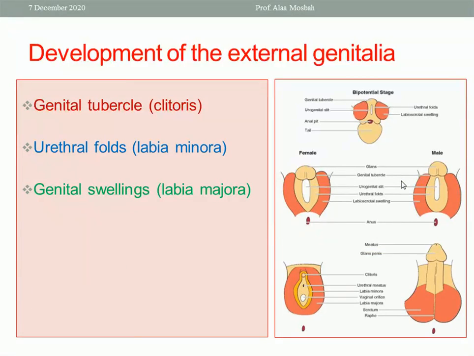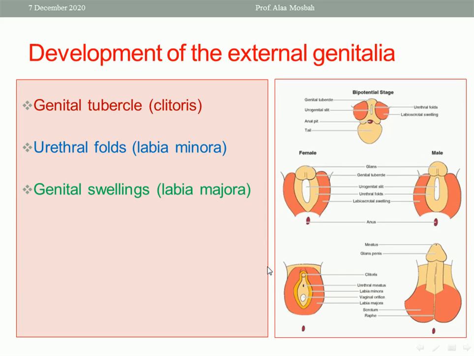So, lastly, I wanted to refresh your mind about the development of the external genitalia. We want to remember that the clitoris develops from the genital tubercle, this one. And the labia minora develop from the urethral folds. These are the urethral folds, which will be the labia minora. And the labia majora develop from the genital swellings. These are the genital swellings.